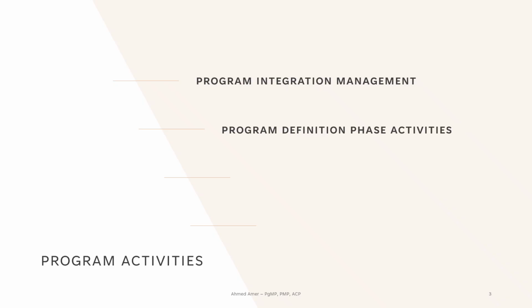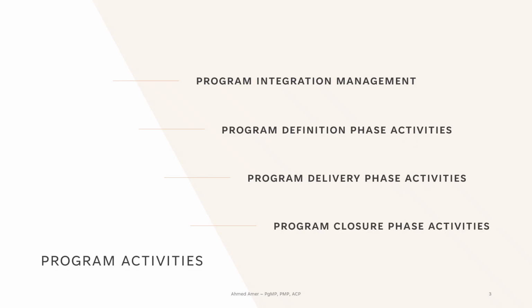PMI splits this chapter into four sections: program integration management, program definition phase activities, program delivery phase activities, and program closure phase activities. Today, program integration management should be our focus. So without further ado, let's get to it.